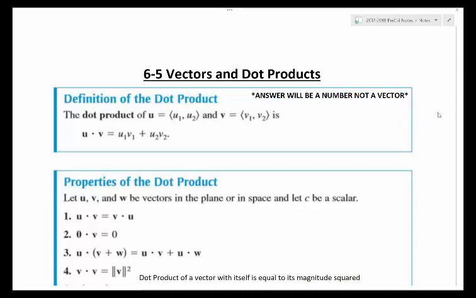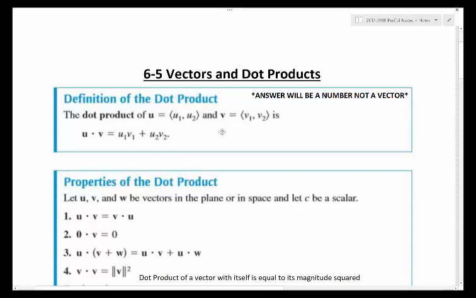The way you solve for a dot product, and the answer will be a number, not a vector, that's very clear. The dot product of vectors u and v is basically: multiply the first two terms, u1 and v1, and multiply the second two terms, u2 and v2. So first term and first term multiply, second term and second term multiply, and then add them together. Once again, the answer will be a number, not a vector.